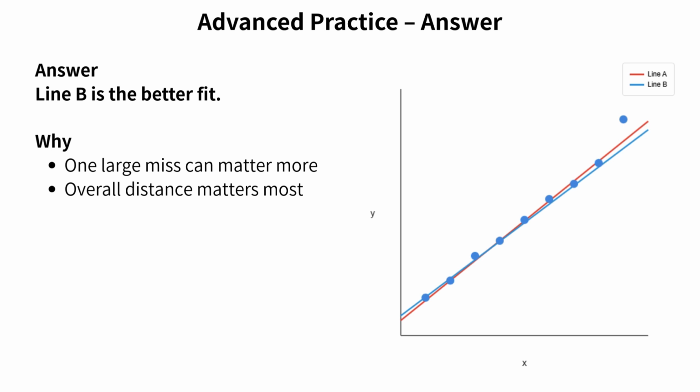On the SAT, you're not expected to calculate anything here. You're expected to reason. When you see a situation like this, ask yourself, which line best represents the overall pattern of the data? Not the most dramatic point. Not one specific area, but the data as a whole. That reasoning is what leads you to the correct answer.